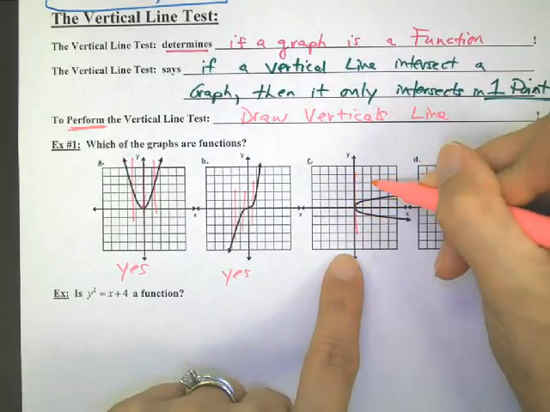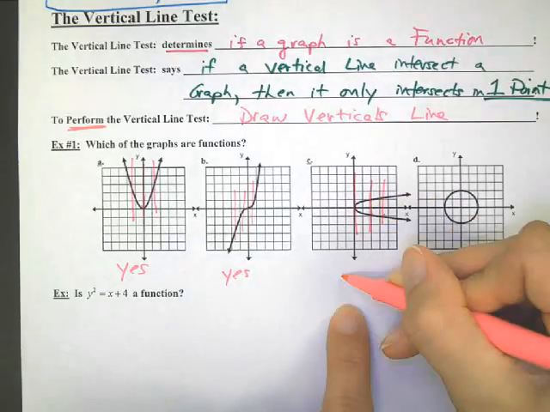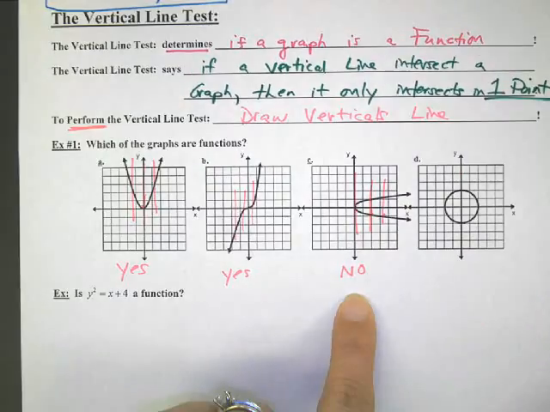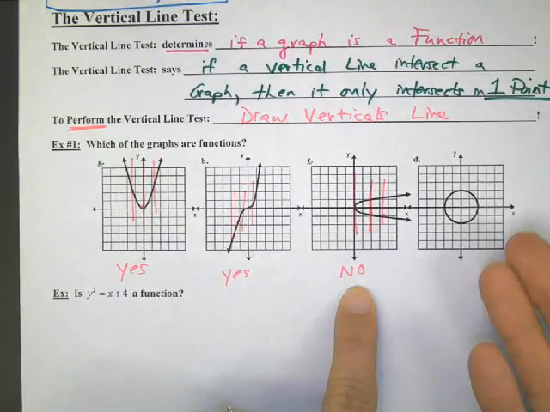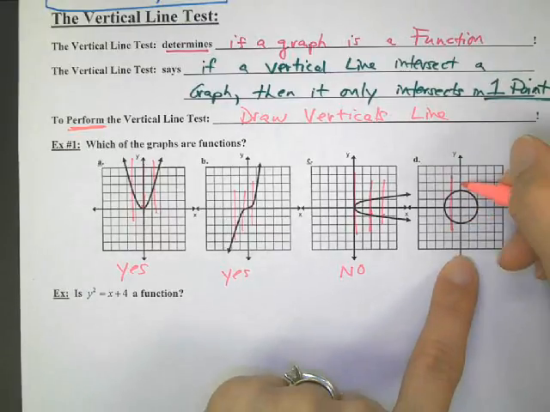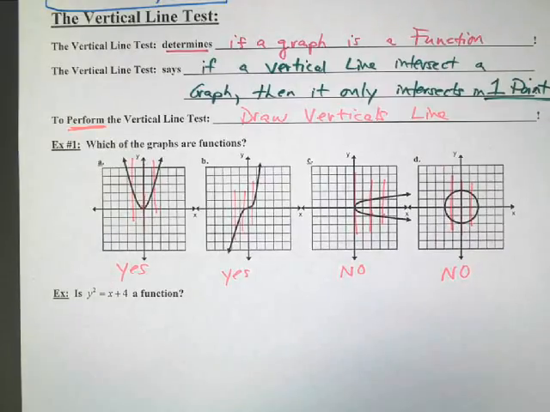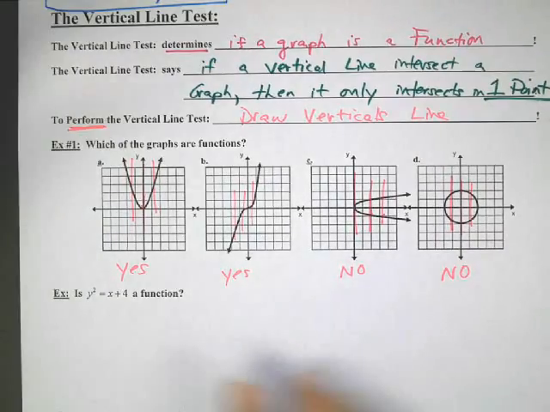Here it only touches once, but here it touches twice. Uh-oh, 2 touches. This is not a function. It's failing the test. That's a nice graph. It's a parabola opening to the right, but it's not a function. Is a circle a function? No, not a function. Okay, the last one here says, is this a function?